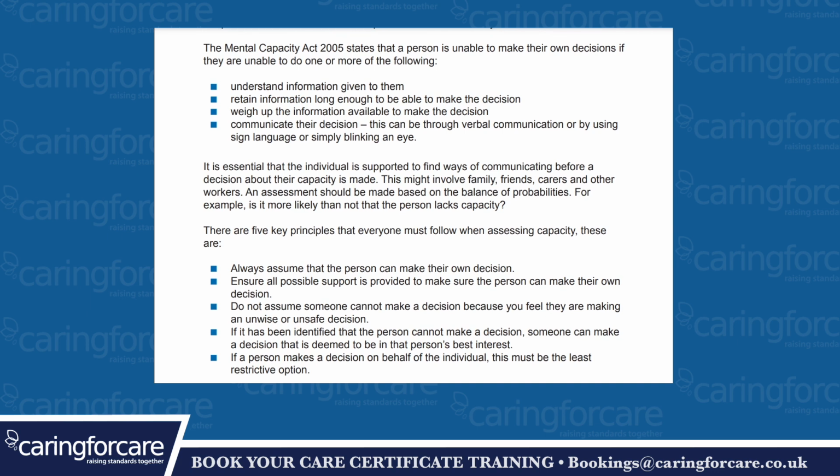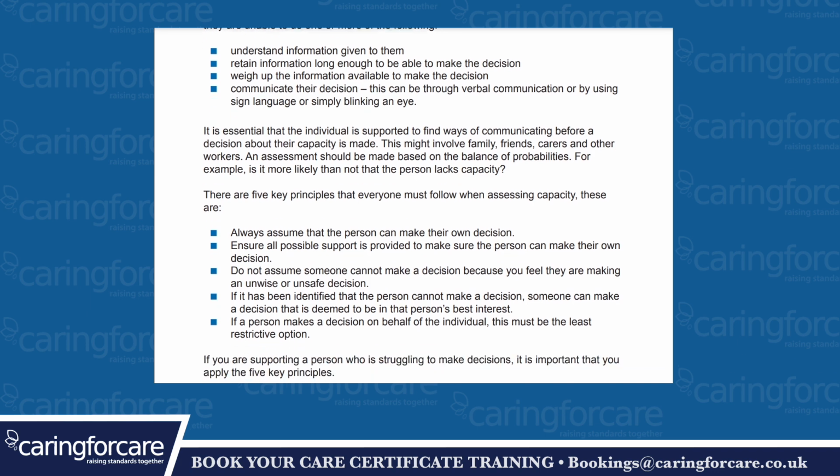The Mental Capacity Act 2005 states that a person is unable to make their own decisions if they are unable to do one or more of the following: understand information given to them, retain information long enough for them to be able to make a decision, weigh up the information available to make the decision, communicate their decision. This can be through verbal communication or by using sign language or simply blinking an eye.